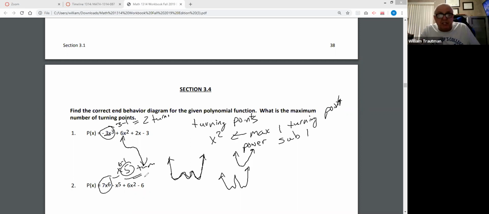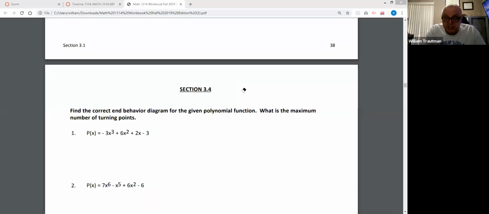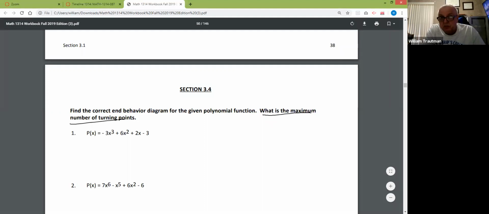So that's one of the types of questions on this part. I don't think I covered it much, I really didn't discuss it a lot. I didn't see any question. Oh, it did say what was the maximum turning points. I must have covered it then, or I didn't see that. What was the max turning points? Did anybody have their workbook? Did I cover that in class? I don't remember.